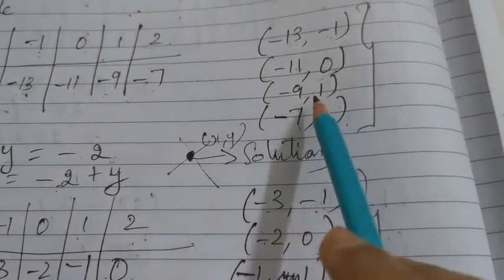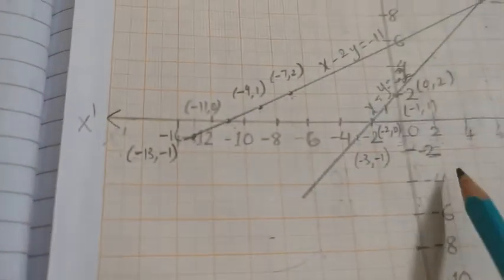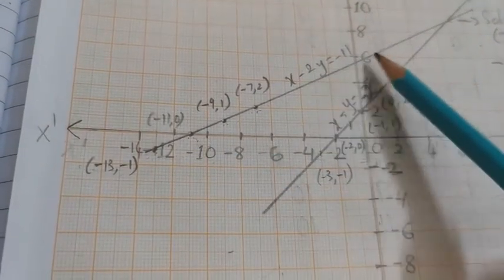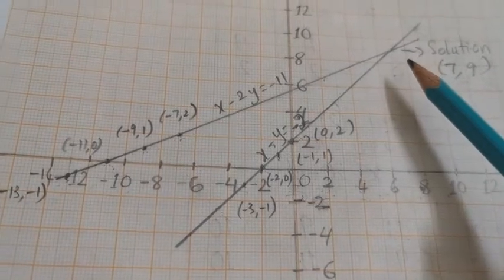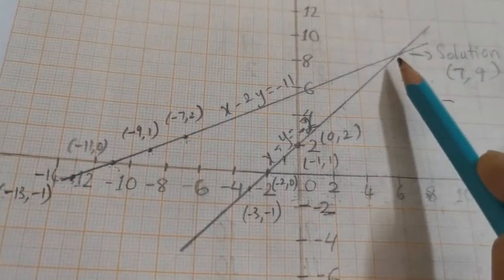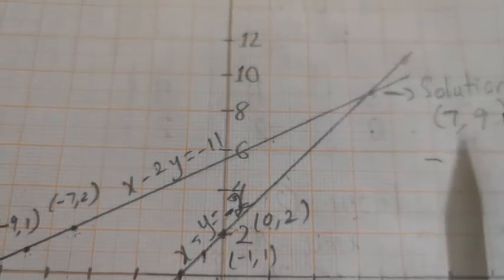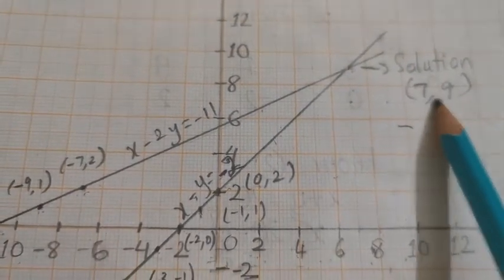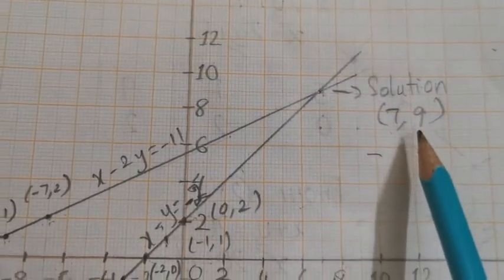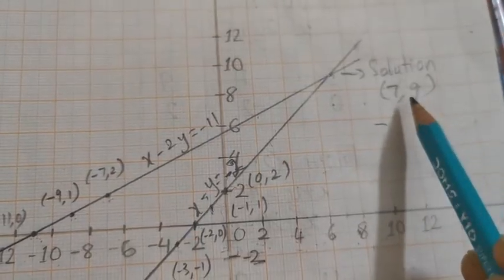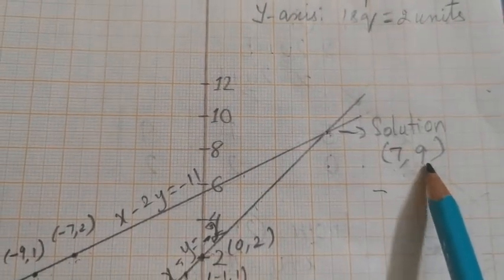I will plot this set of points and this set of points on a graph sheet, and when I join the first set I get a straight line, and when I join the second set I get another straight line. The point of intersection of these two lines is the solution for our equations. So substitute these values in your equations and check whether it is satisfying. So finally, this is the solution for the simple simultaneous equation.